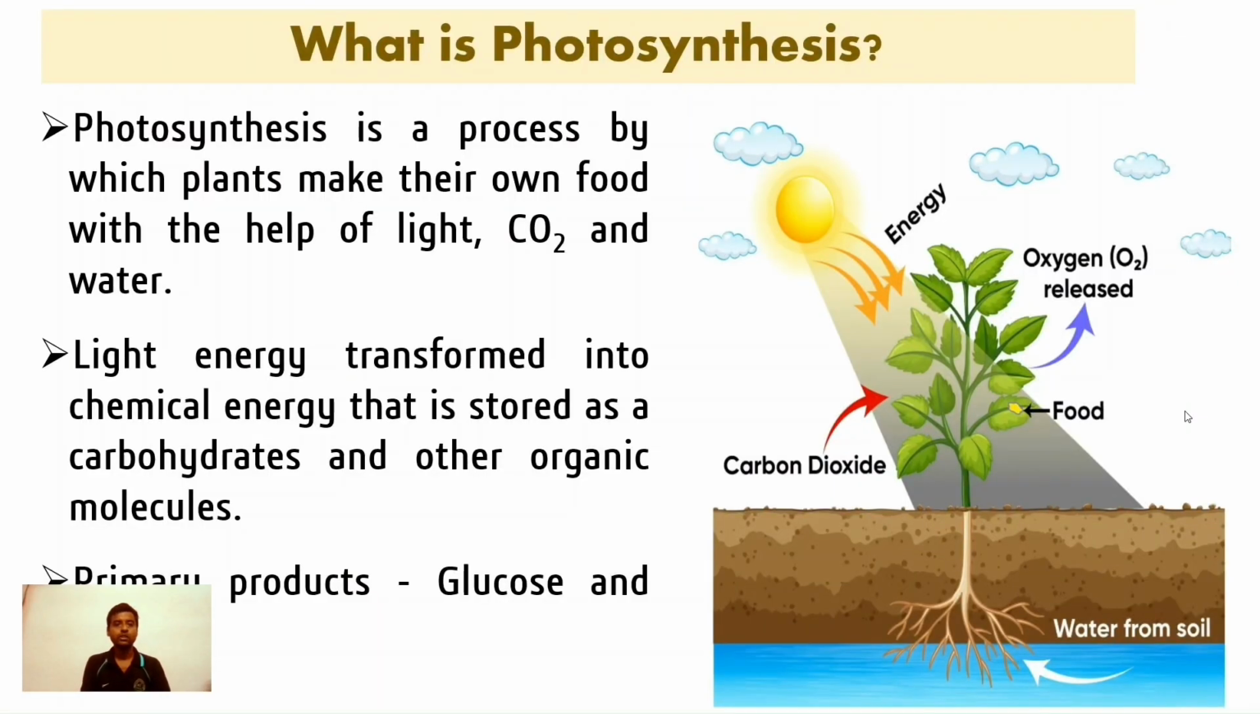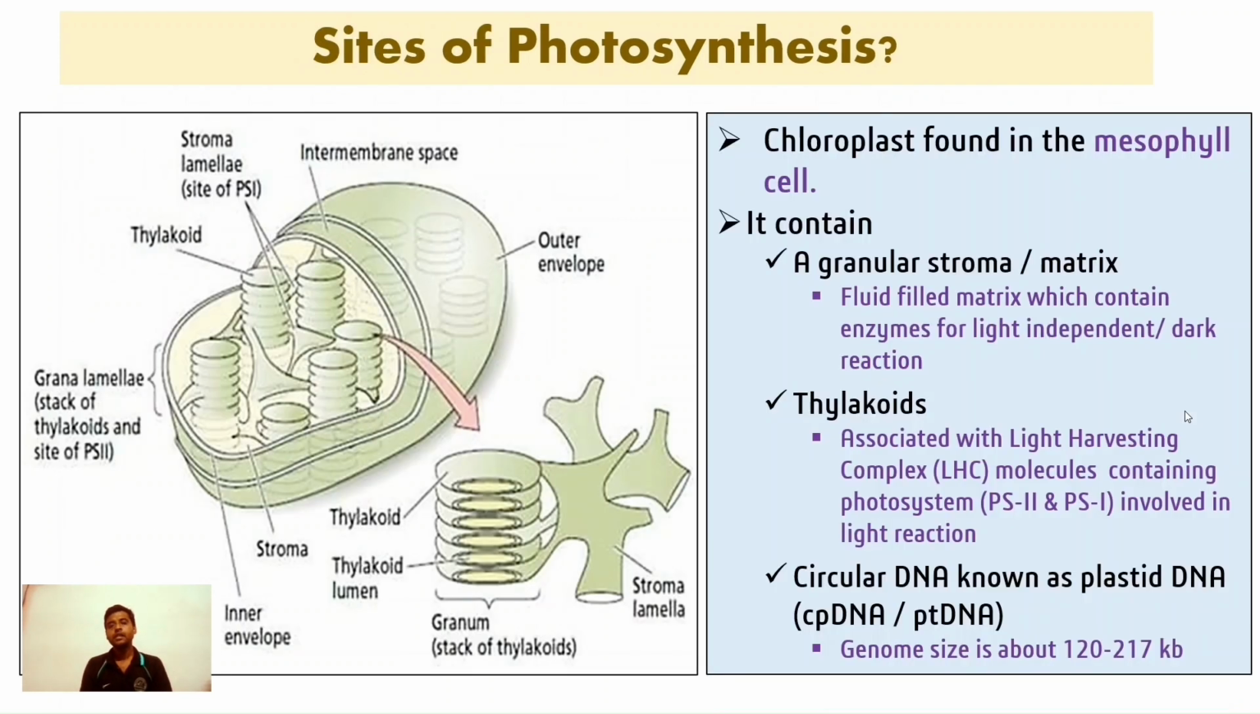First of all, what is photosynthesis? Photosynthesis is a process where light energy is transformed into chemical energy with the help of light, CO2 and water, whereas oxygen is produced as a byproduct. Next is the sites of photosynthesis, where photosynthesis takes place. Photosynthesis mainly takes place in the chloroplast of the mesophyll cell.